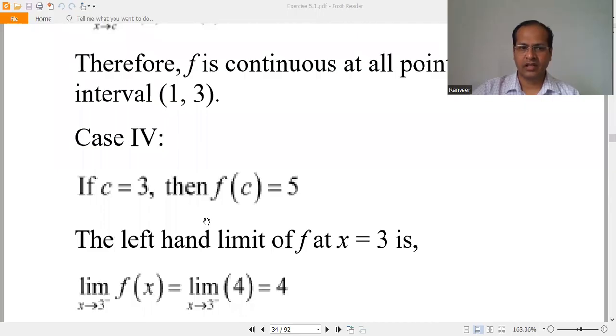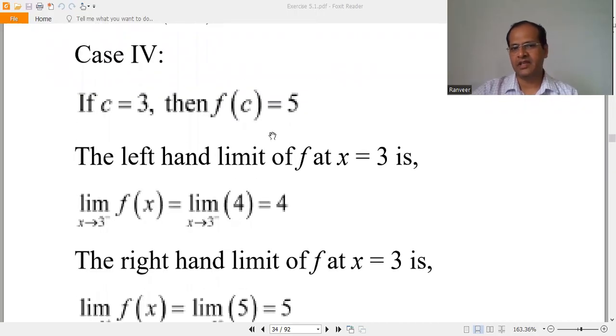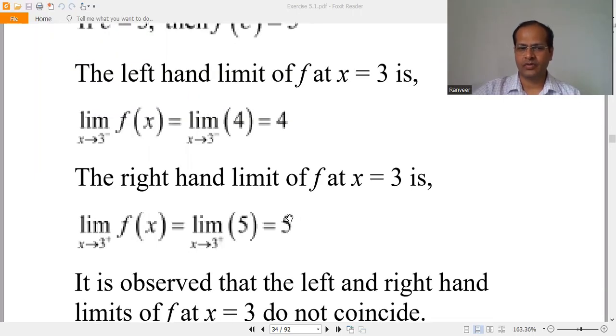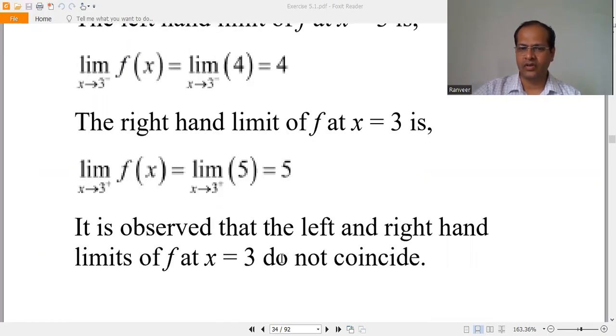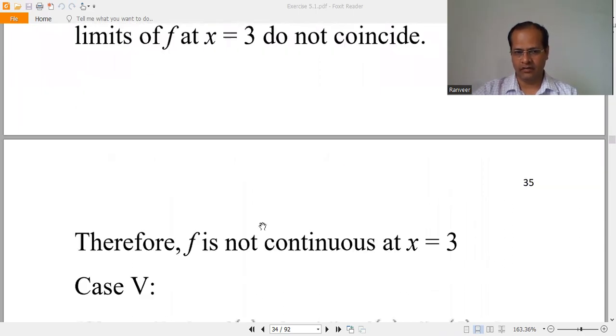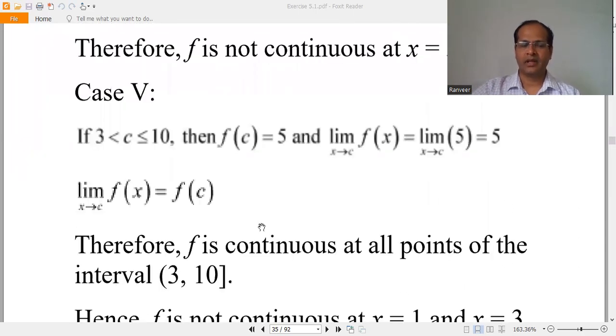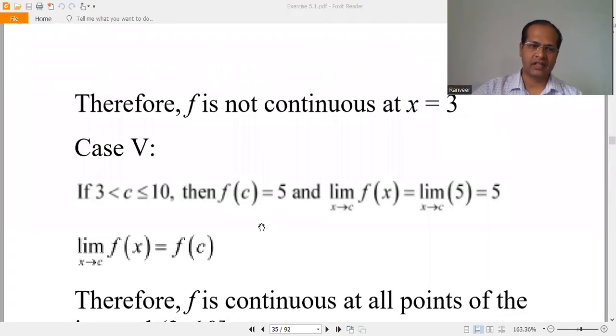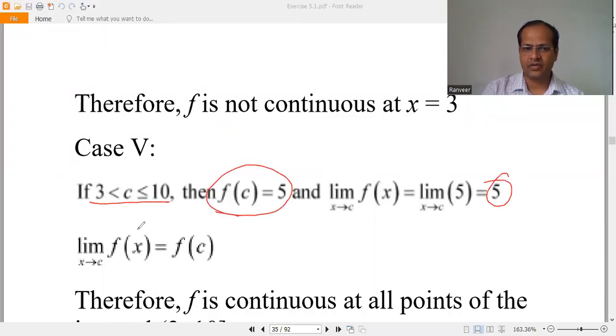Now fourth, if C equal to 3, then f(C) equal to 5, and the left hand value is 4 while the right hand limit value is 5. So both are not coinciding, the left and right hand values are not equal, so it is not continuous. Case number 5, from 3 to 10, there is only a single definition, that is 5, so this is continuous.